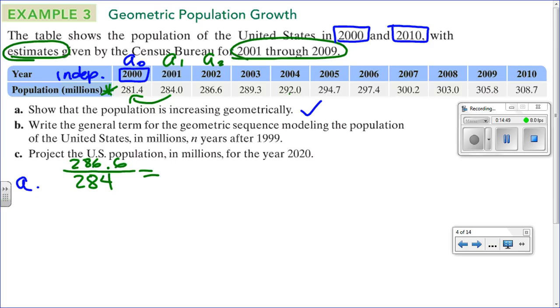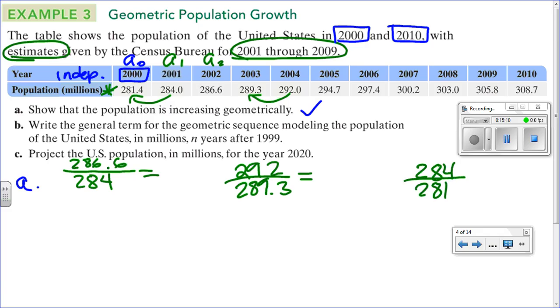Gabriel, I want you to check from here to here. So you will divide 292 over 289.3. We just need to check. Can you round this? No, don't round, because it'll work into. So it's 1.009. For which one?